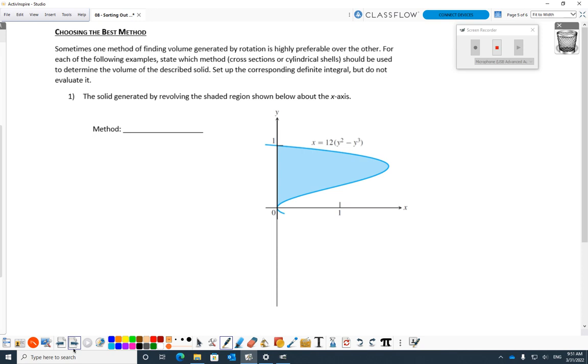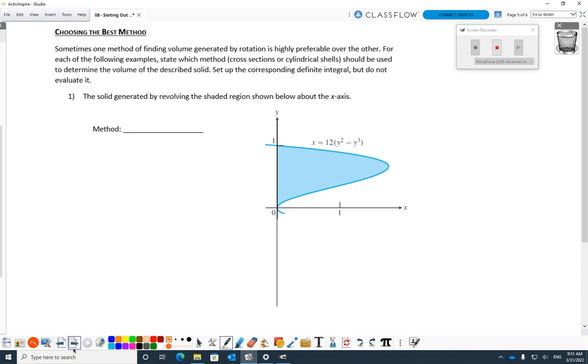Sometimes one method of finding volume generated by rotation is highly preferable over the other. For each of the following examples, state which method, cross sections or cylindrical shells, should be used to determine the volume of the described solid. Set up a corresponding definite integral, but do not evaluate it. Okay, so we're going to leave the integrals out of this. This is just decision-making. We'll make out the integral and hopefully we can do the integration on our own.